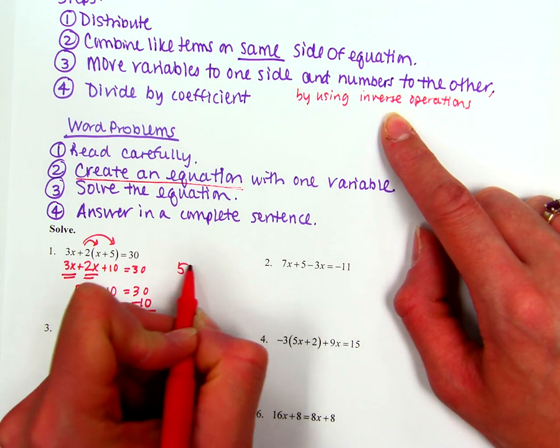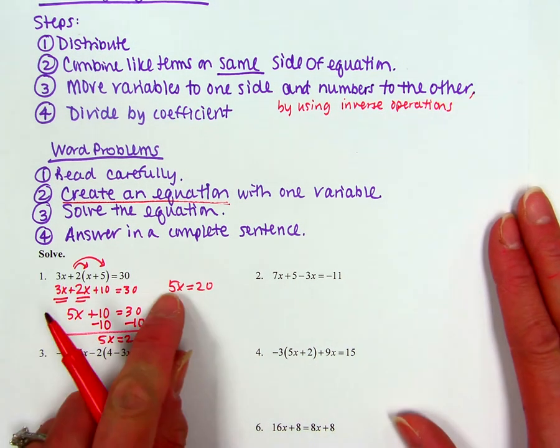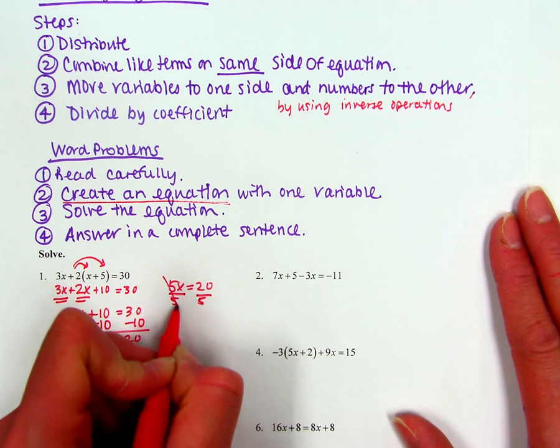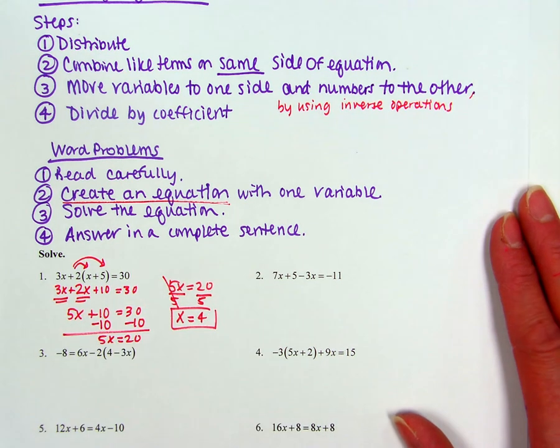All right, and then I'm just going to rewrite this up here. So make sure that you divide by the coefficient. Your coefficient is 5. That's a common mistake that people make. They divide by the wrong number. So that cancels out, and I get x equals 4.